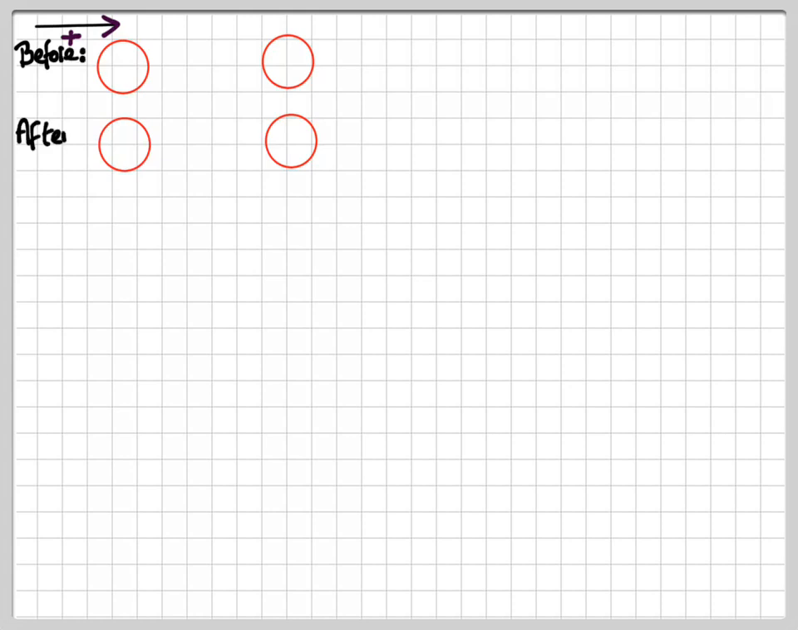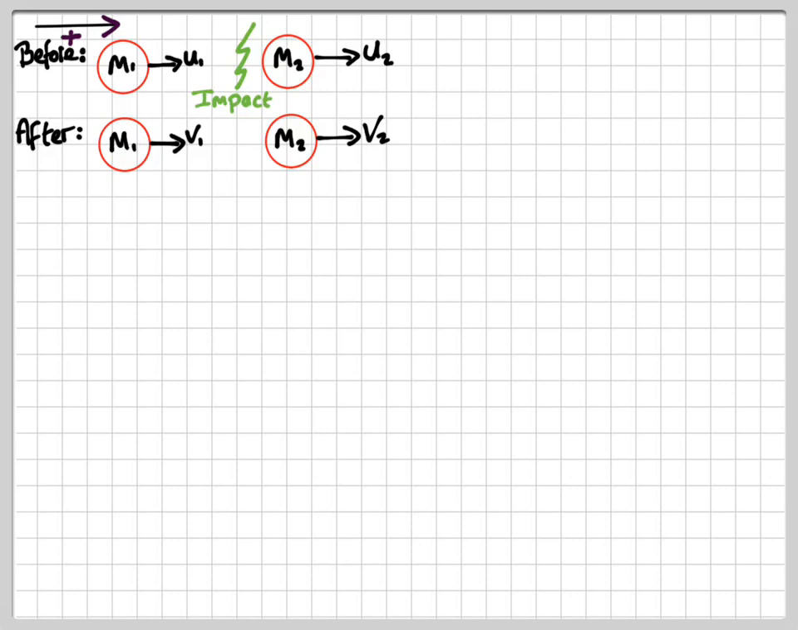Deriving the formula for the conservation of linear momentum. We'll start off with a diagram which shows a standard collision between two masses, mass 1 and mass 2, which are moving with velocities u1 and u2 before the collision, and afterwards v1 and v2.